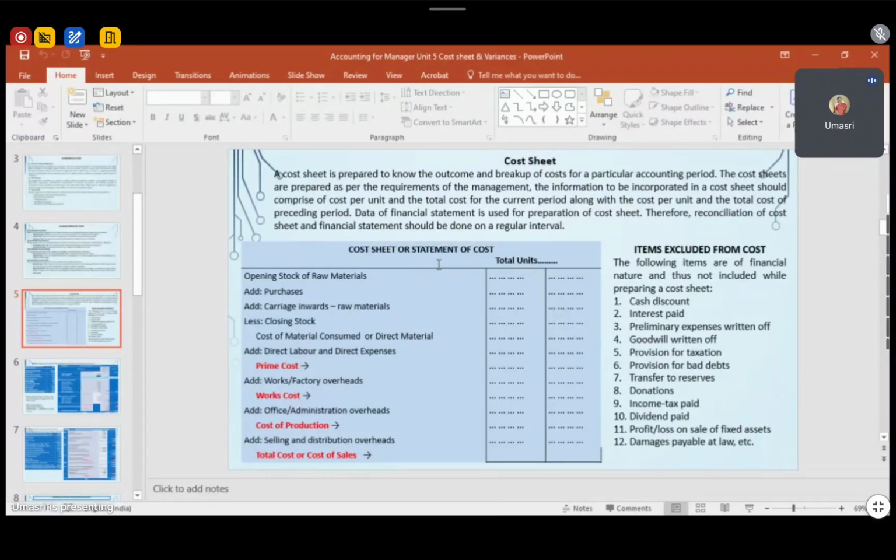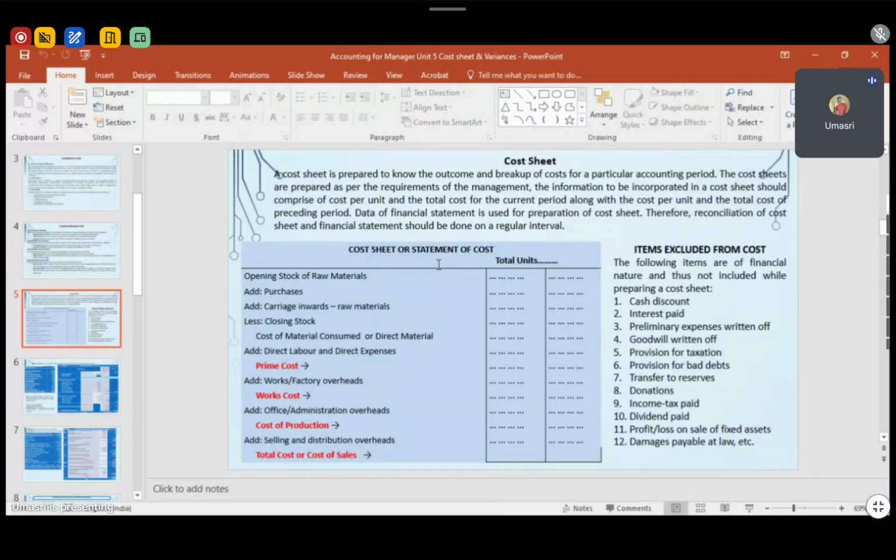Some expenditure may be non-cash expenditure and non-trading expenditure, you have to eliminate it. That's some financial nature. Say for an example, cash discount. Cash discount means what? At the time of purchasing 10,000 worth of goods, they are giving you 9,000. That is called cash discount. 9,000 you are entering into the books of account. So 1,000 rupees, you can avoid writing in the books of account cost sheet, right?